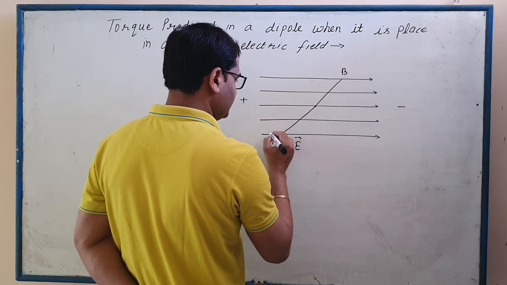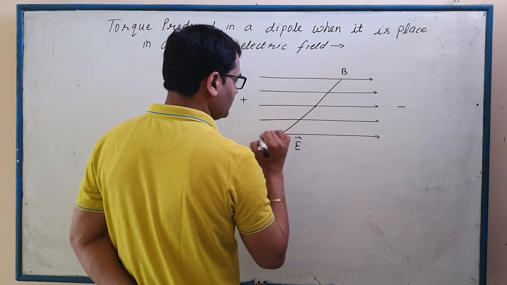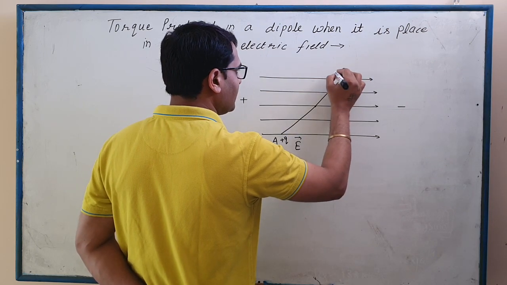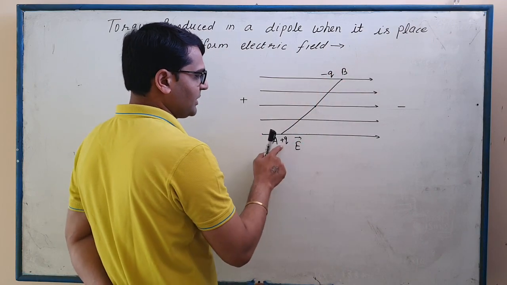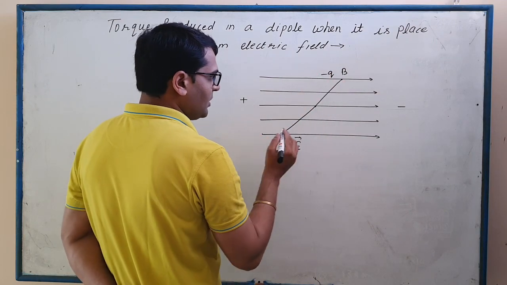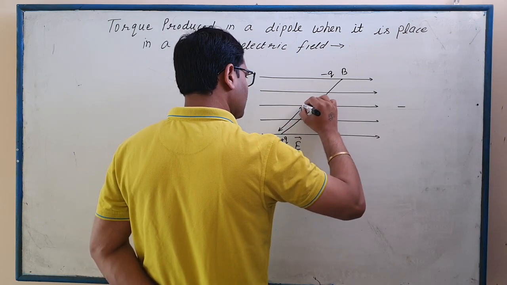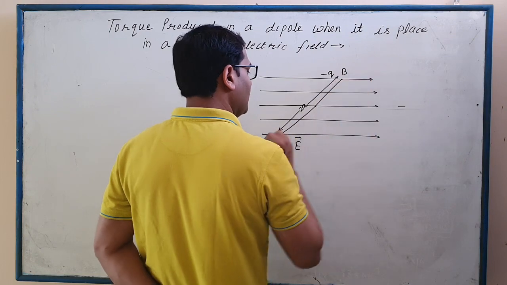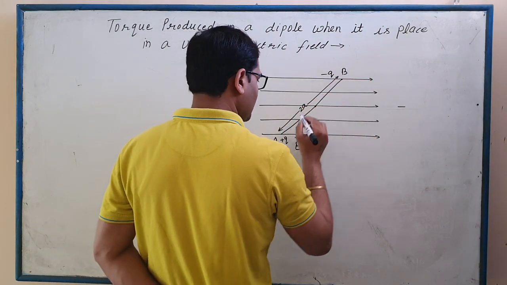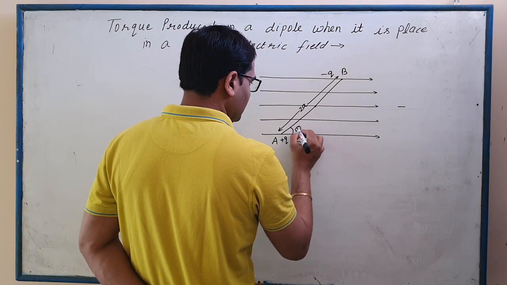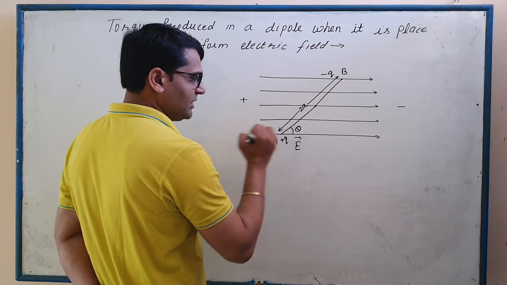This is the center. Here we will be having plus Q and here we will be having minus Q, or you can take it in opposite, minus Q and plus Q. And let 2A be the length of the dipole. This is the angle the dipole makes with the electric field line.